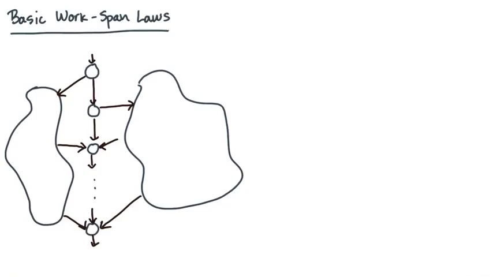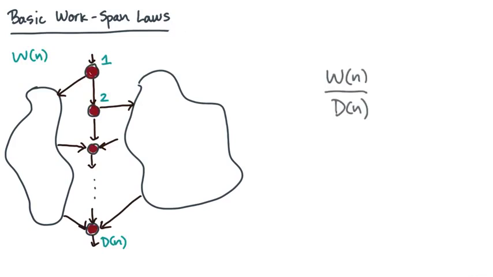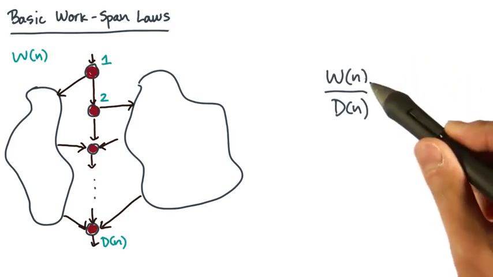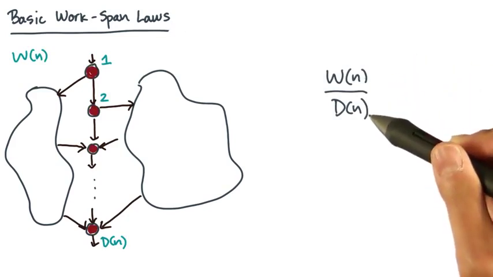Let's develop your intuition a little bit more. We'll use this hypothetical DAG. Now suppose the DAG has work W of n and span D of n. The ratio of work to span, or W divided by D, has a special interpretation. It basically measures the amount of work per critical path vertex.